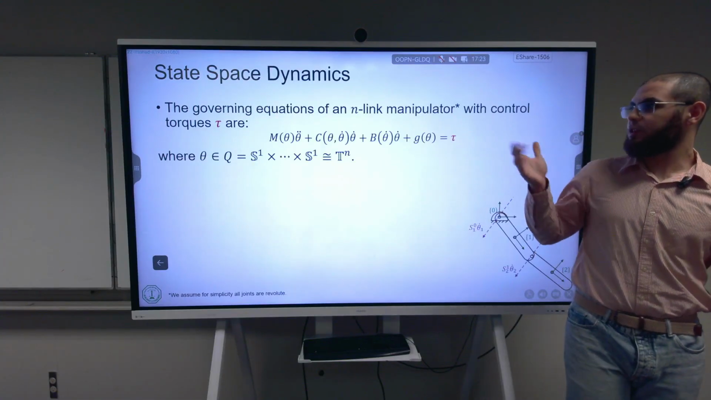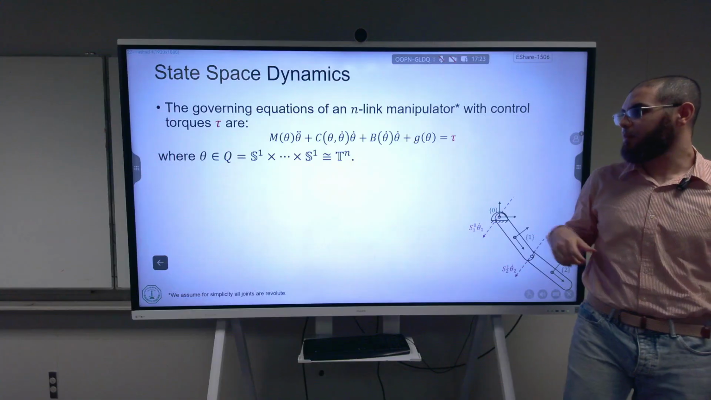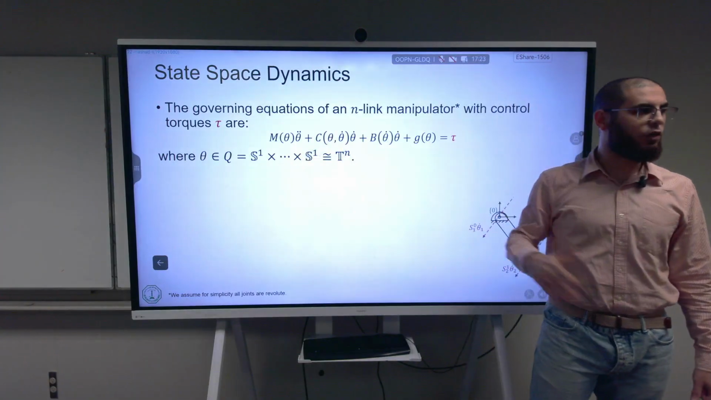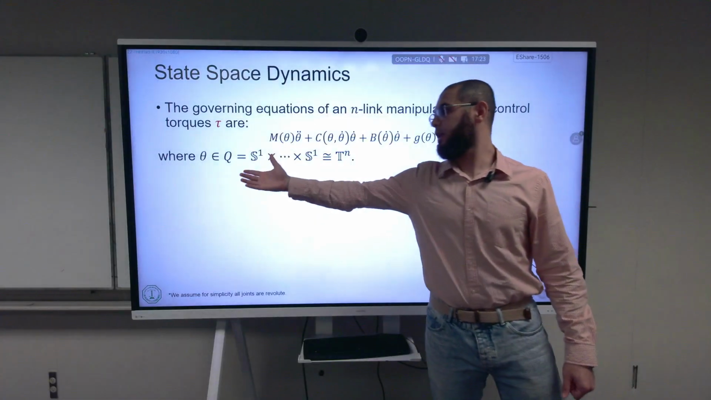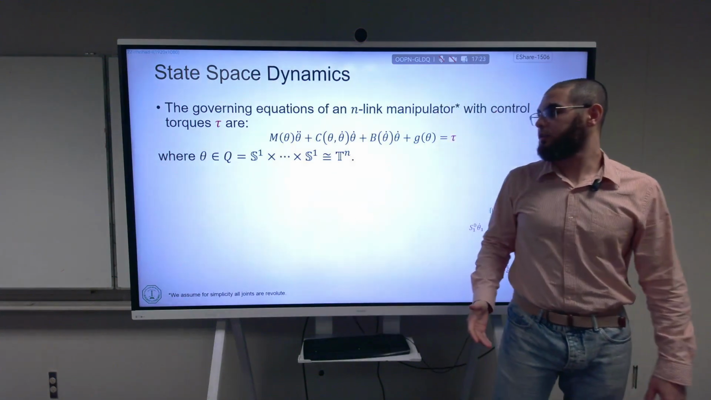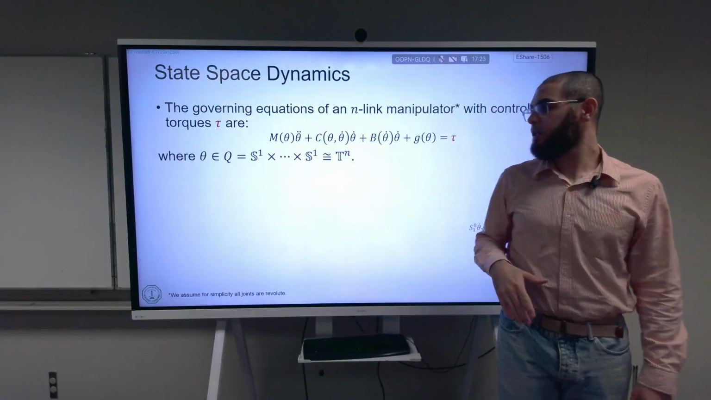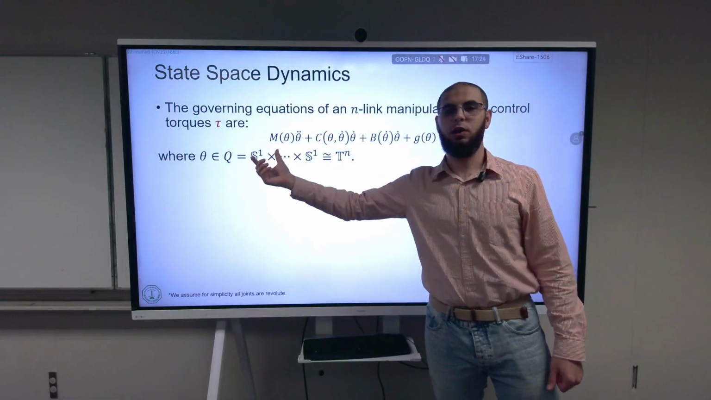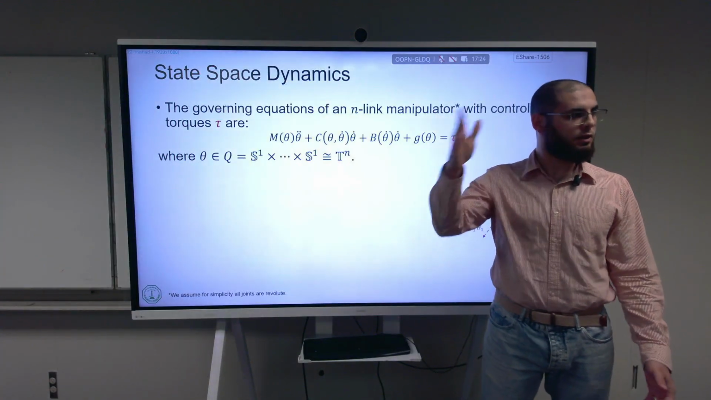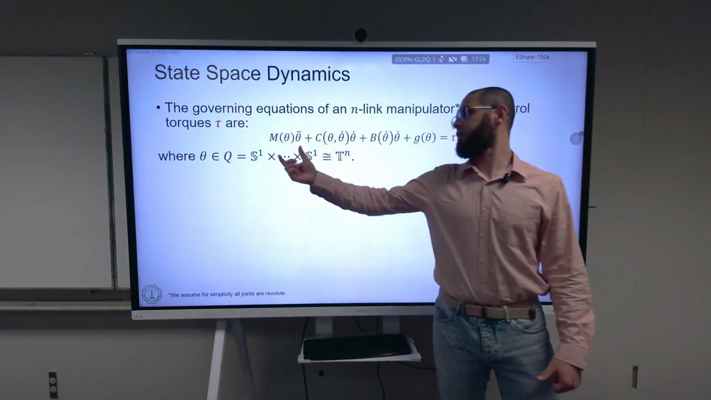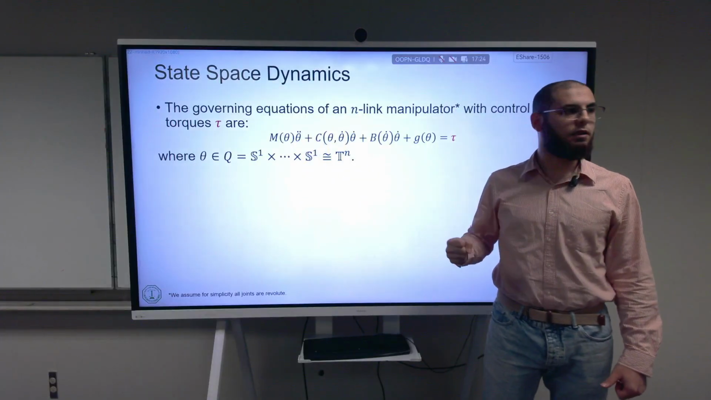So these are the equations of motion of an N-link manipulator, just to remind you. M of theta, here theta is the configuration. So for an N-link robot arm, theta would live in a configuration manifold. We're going to be calling it Q. And this configuration manifold, assuming we have just revolute joints, so every revolute joint lives in S1, where S1 is simply isomorphic to minus pi to pi. So S1 is the circle. So we say it lives in S1 cross S1 cross S1. And this is simply the N-torus, as we've seen earlier.